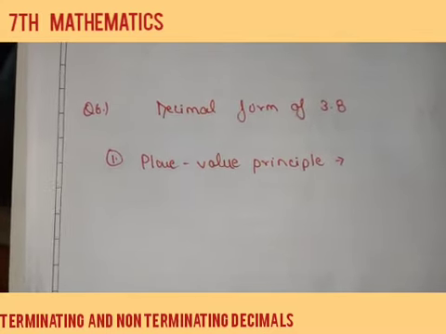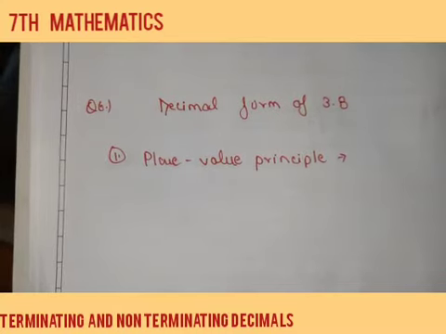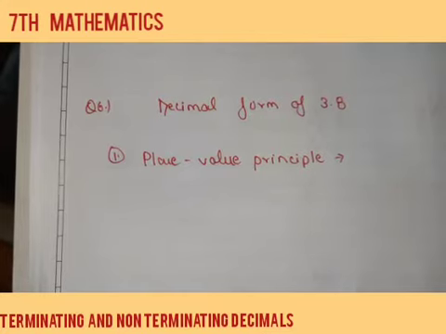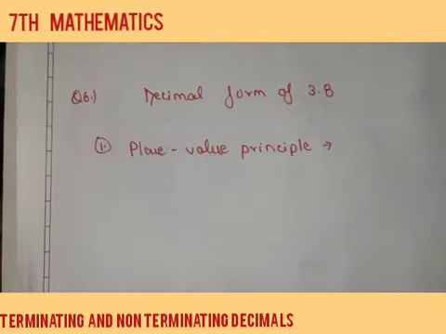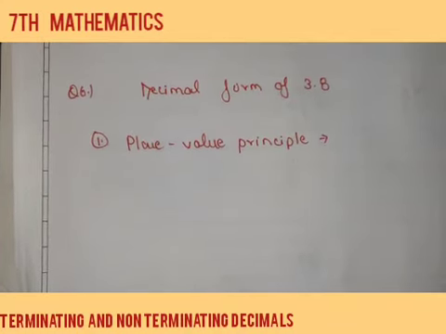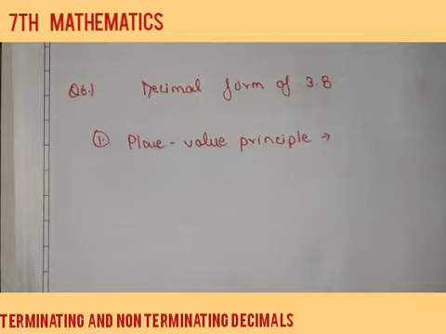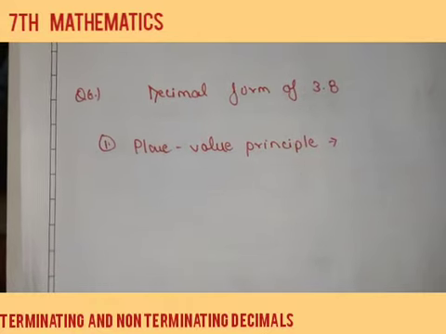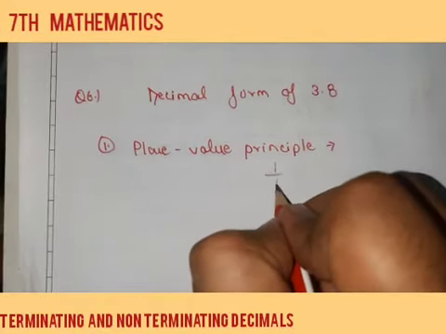See class, if the denominator of the rational number is expressed as a power of 10, this process is called what? Place value principle. Once again, if the denominator of the rational number has been expressed as a power of 10, this process is called place value principle. For example, 1 upon 4.